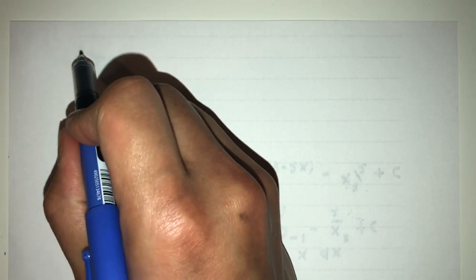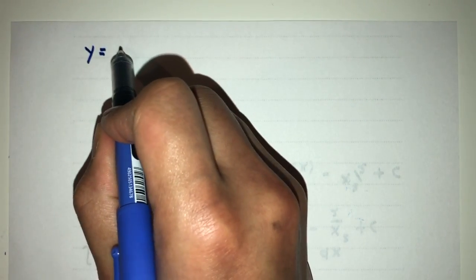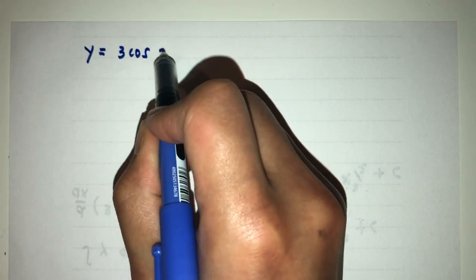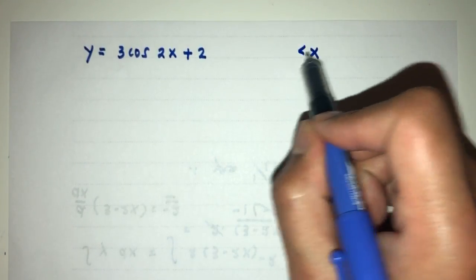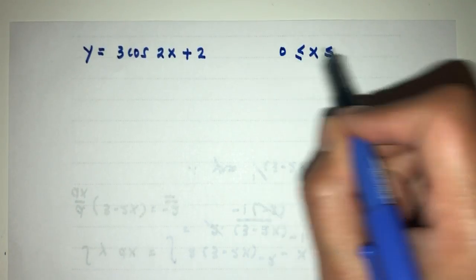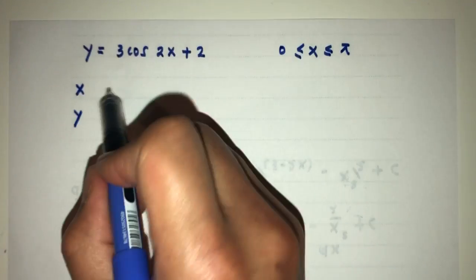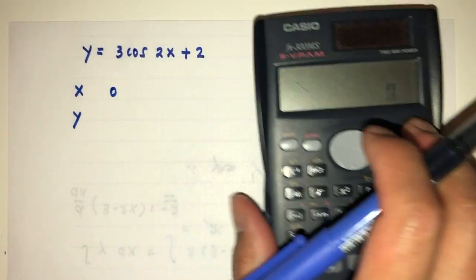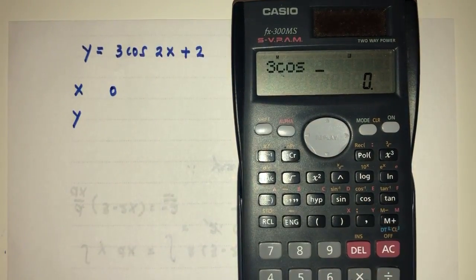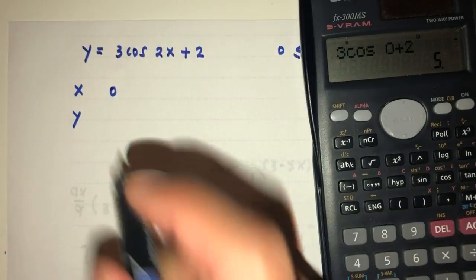So I have y is equal to 3 cos of 2x plus 2, for x between 0 and pi. I will take x and y values. I will begin with 0. When x is 0, what is the value of y? So 3 cos 0 plus 2. That is 5.